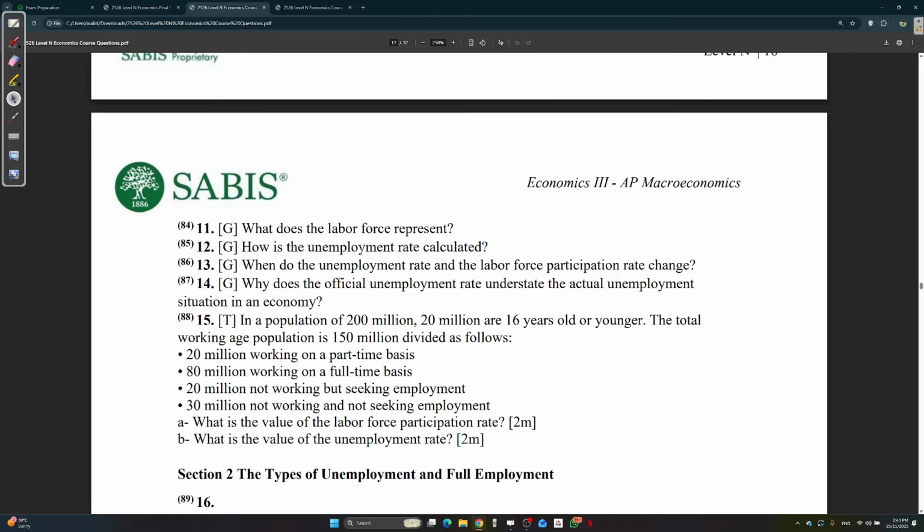Okay, let's look here. Question 12. How is the unemployment rate calculated? Okay, this is so easy. It's the number of unemployed over the total labor force, times 100. What is the total labor force? It's the number of unemployed plus employed.